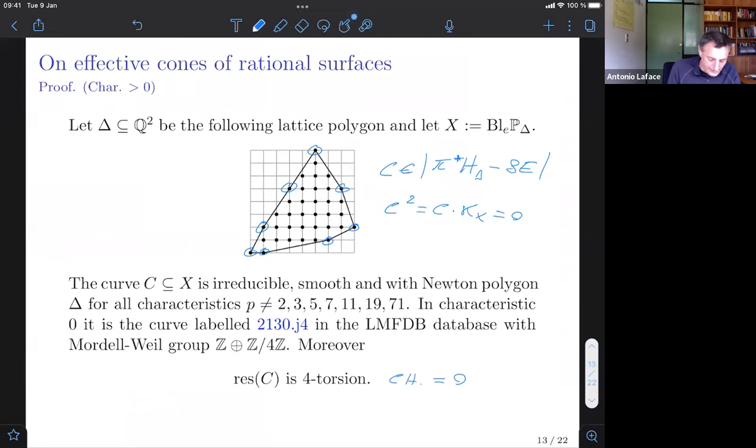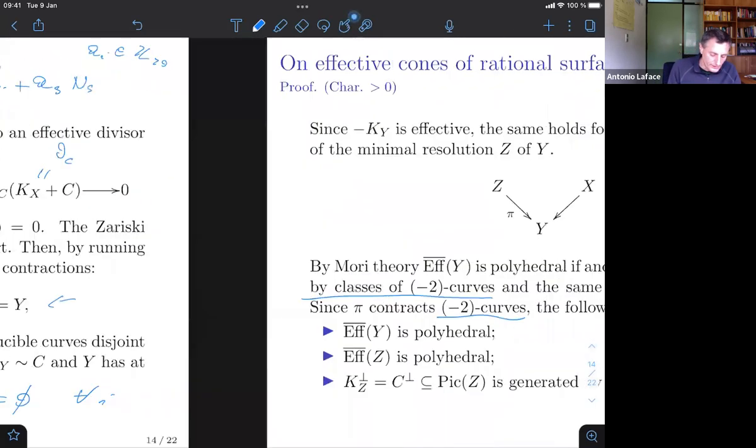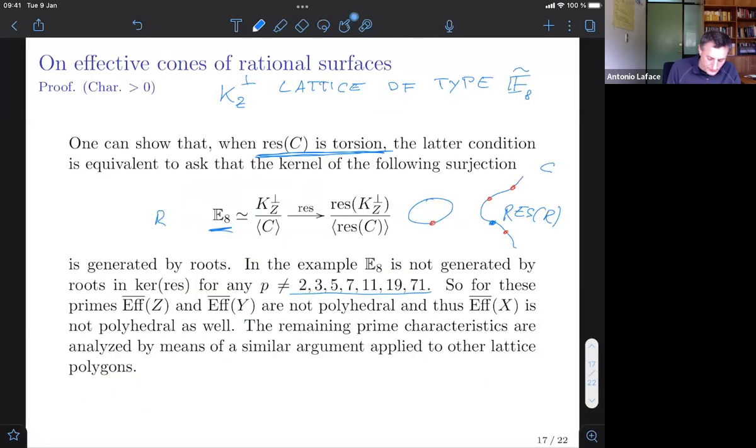And in the remaining characteristics, you are going to use other polygons. All the polygons that we have used so far for this proof had at least 5 edges. In principle, it should be possible to produce examples with 4 edges, but we couldn't. And it is very hard to work with triangles.